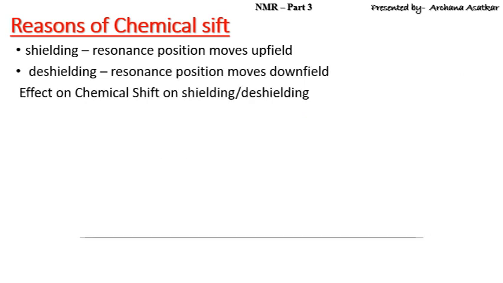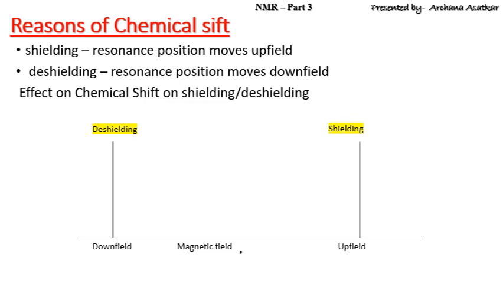Here we will try to find a few reasons for chemical shift, and that is shielding and deshielding. So what is the effect of shielding and deshielding on chemical shift? Here you can observe in this picture. When we increase the magnetic field in this direction, if the proton is surrounded with more electrons, it will be shielded and it will shift upfield, and the chemical shift will be less.